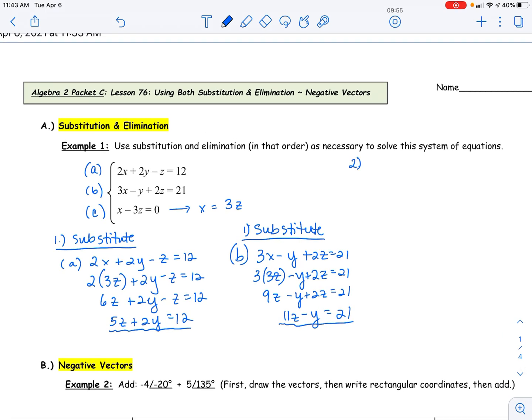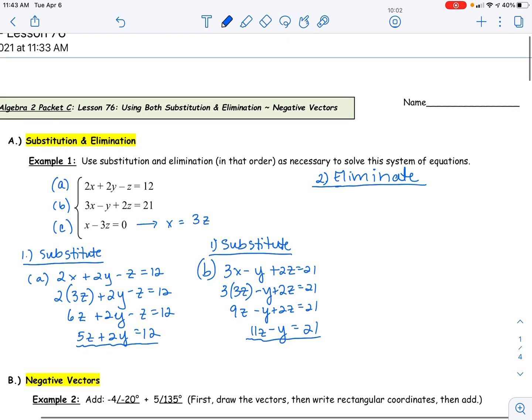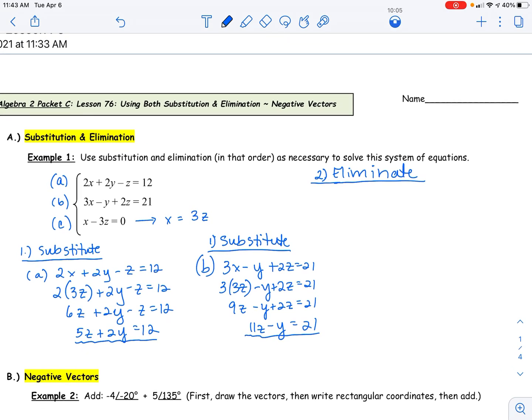Okay, step 2, right up here. Step 2, we're going to eliminate. Because remember, first we substitute and then we eliminate. These are in the proper order right up here, up by letter A, in the order you're going to do them, substitute and eliminate.